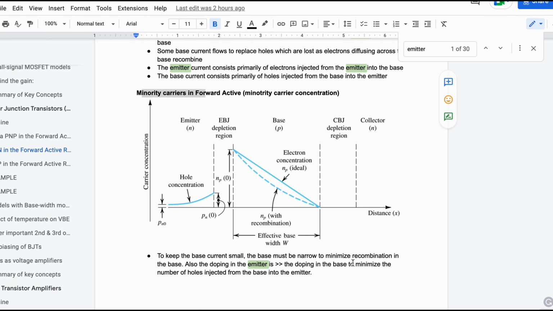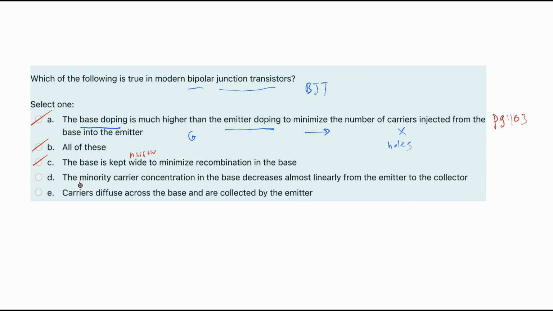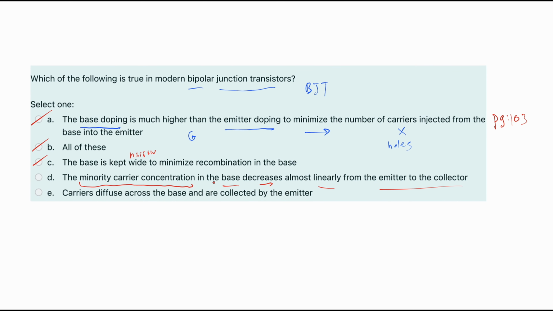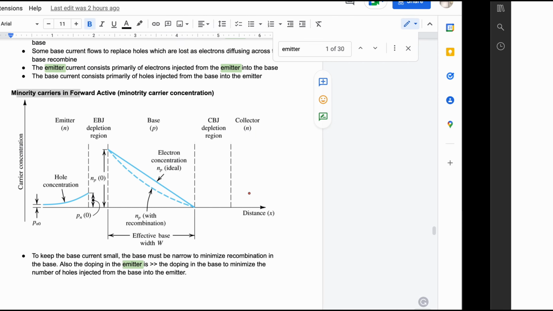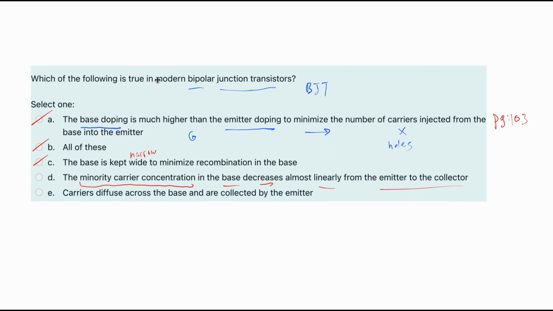Next, we have the minority carrier concentration in the base decreases almost linearly from the emitter to the collector. And we can see this from our diagram right here. It's saying the minority carrier concentration, so this part is important, in the base, it's going to be decreasing almost linearly from emitter to collector. So if we look at our diagram, minority carriers in forward active, it looks like we're doing good so far. And it's in the base decreasing almost linearly. We're going from emitter to collector. The emitter is right here on the left, collector is right here on the right. We can see it decreases almost linearly in the base. So D is going to be true.